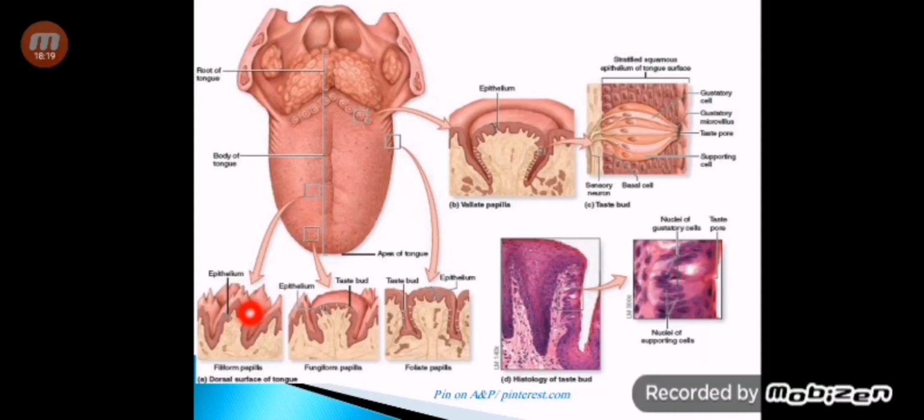It has no taste bud. Among them, we can see a small red spot. This is the red spot, and this means it is a fungiform papilla. Fungiform means mushroom shape. It is covered by non-keratinized epithelium, distributed among the filiform, and it has a few taste buds in their apical surface. The third papilla is the foliate papilla, present on the dorsolateral side.